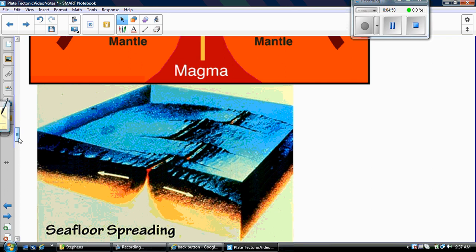And here's another picture. Okay, this is where those ridges I was telling you about are, that look like small mountains underwater. Magma's coming up through cracks because these two plates are pulling apart. You look at the arrows, it creates a crack, and magma comes up.